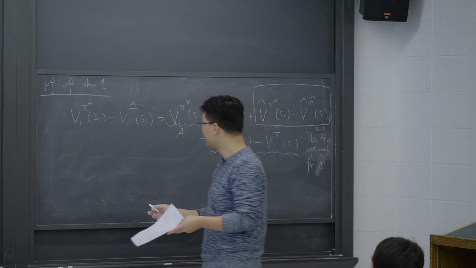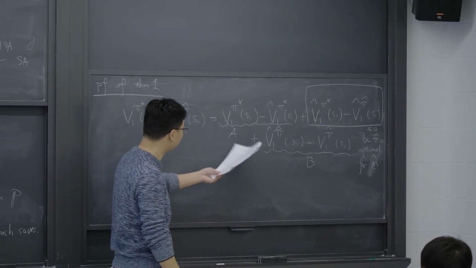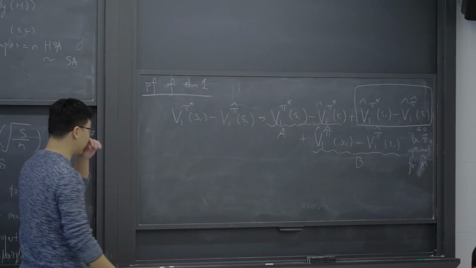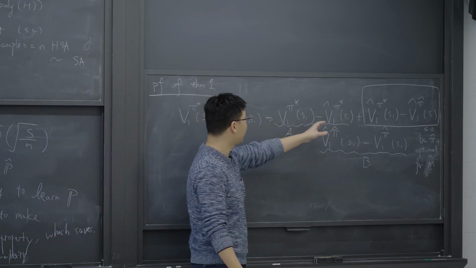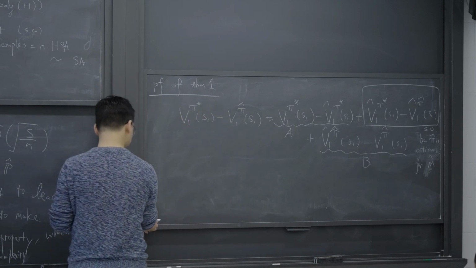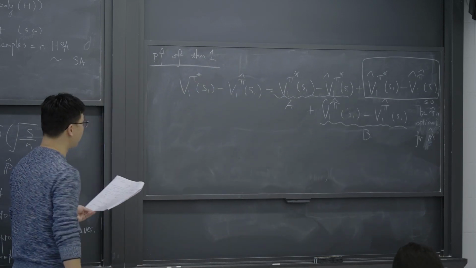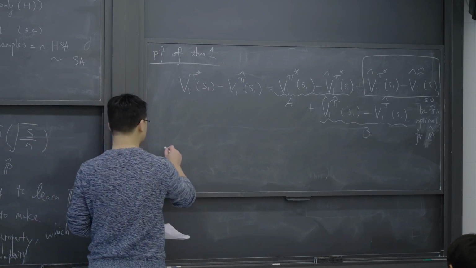So in order to upper bound this value difference, all we need to upper bound is term A and term B, which precisely goes back to the lemma 1 case, where we look at the value on different MDP, on different transition, but on the same policy. Okay. So now let's bound term A and term B. Term A.